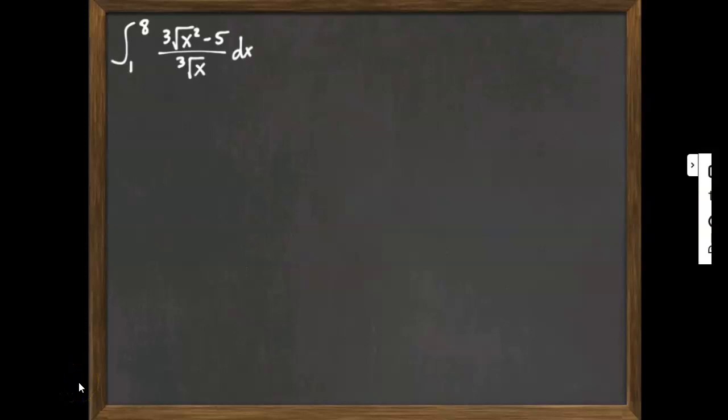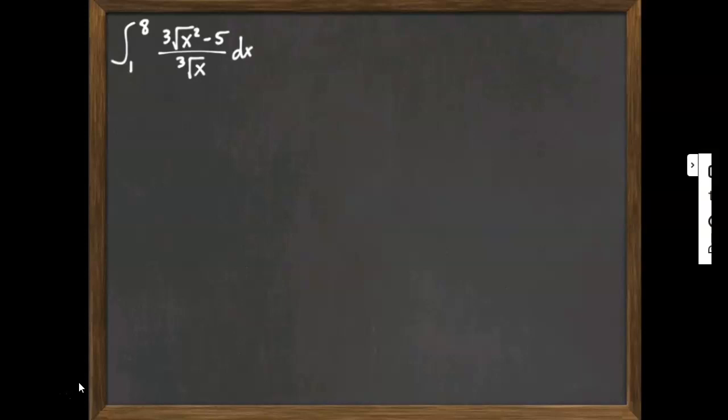Okay, so somebody emailed me a question about this problem, so I wanted to go over that. It's for everybody. Here we have the definite integral from 1 to 8 of the cube root of x squared minus 5 over the cube root of x. So they're asking how to go about doing this problem.